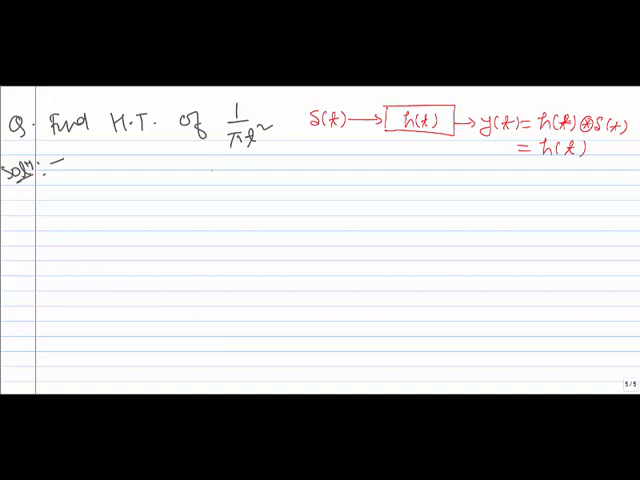So from here we can conclude that the Hilbert transform of the impulse signal is equal to del t convolved with h of t, which is 1 upon pi t, and it will be equal to 1 upon pi t, right? Now let us find the Hilbert transform of the differentiation of the impulse signal.